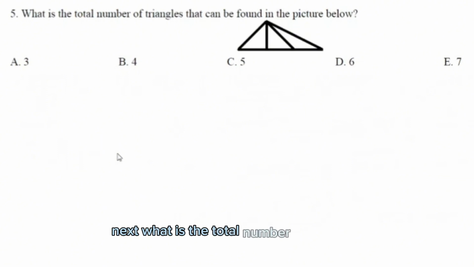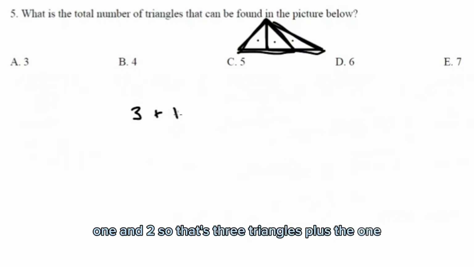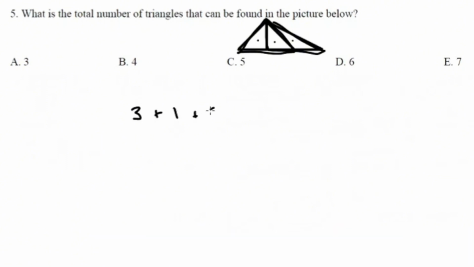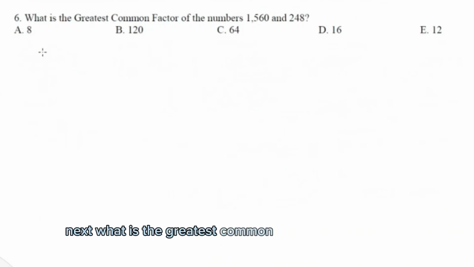Next, what is the total number of triangles that can be found in the picture below? Alright, this is actually a pretty simple problem. All we have to do is just count them. So there are 3 individual triangles, there's 1 large triangle, and then there's these 2 mini triangles, 1 and 2. So that's 3 triangles plus the 1 big triangle, and then plus the 2 mini triangles, which is 6, and that's your answer. Next, what is the greatest common factor of the numbers 1560 and 248?